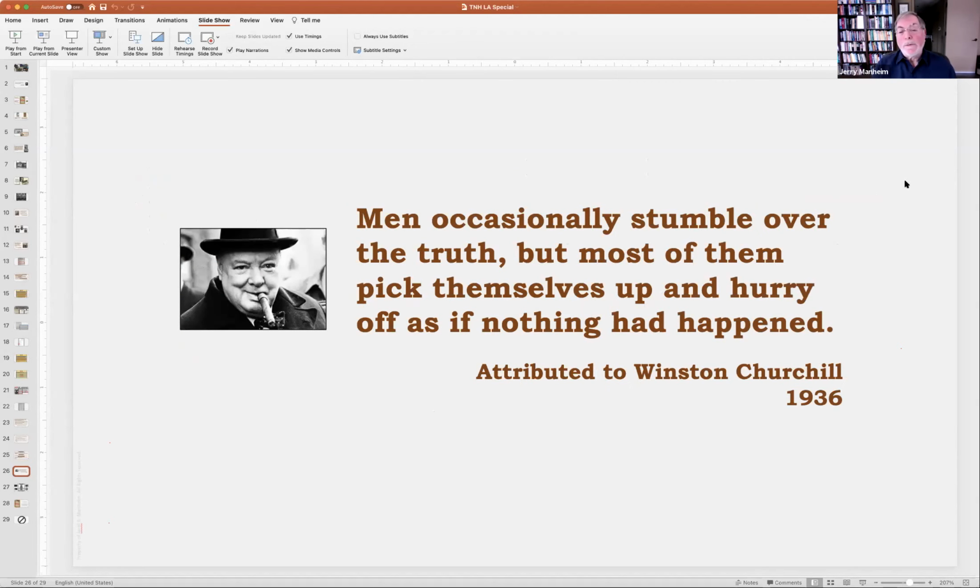Well, as Winston Churchill supposedly said, sometimes we stumble over the truth and we pick ourselves up and we go away as if nothing happened. There are 2 truths here, and we need to figure out which one is the true truth, or whether both are true, and they're true through the mechanism of censorship and cover-up that I've suggested.